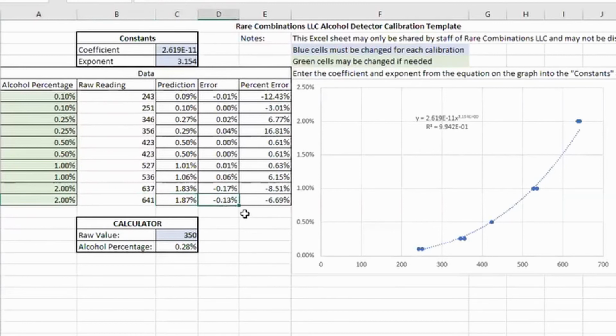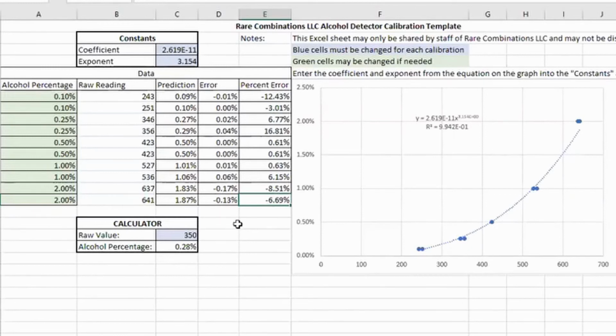And so that's an error of 0.13%. And then your percent error, in case you're curious, is your error divided by your actual. So if your percent error is less than 20%, you're doing pretty good. If your percent error is over 20%, your R-squared probably isn't very good either, and your curve probably looks funky, and you might have some data points that are sticking out.